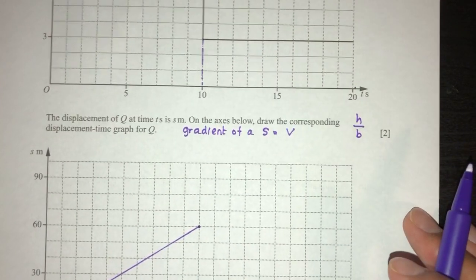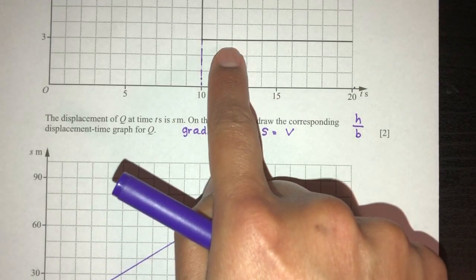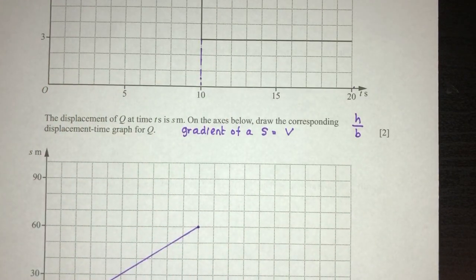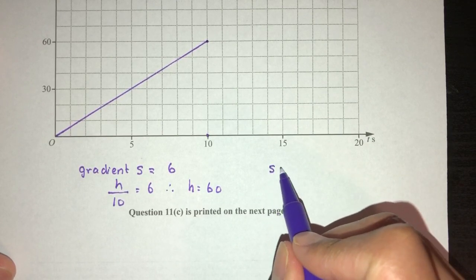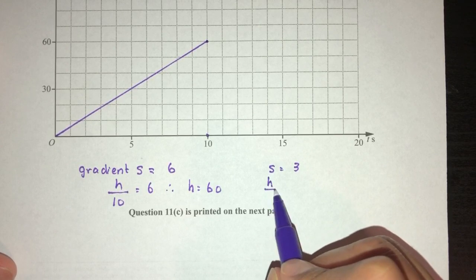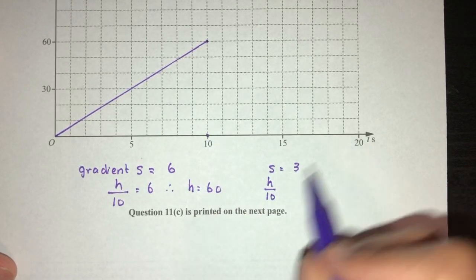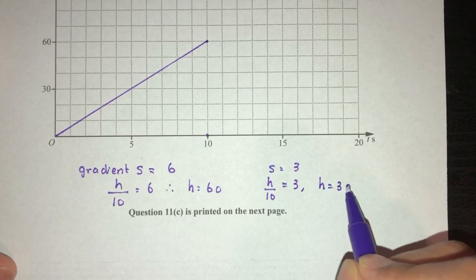Now for the next part of the journey, from 10 to 20, which is also 10 seconds, the speed is now 3. So let's run the same thing again. From this part, we know that the speed is 3. So it is 3 = h/10, because it is 10 seconds. So the height has to be 30.